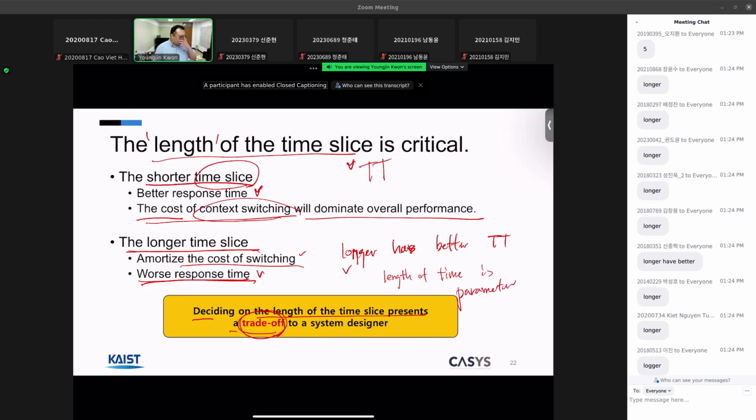So the administrator runs experiments and finds the optimal value empirically. That is one role of the system administrator: finding the best value. When a system designer implements a policy, there are some parameters. These parameters are configurable, but sometimes they can exhibit a critical trade-off.